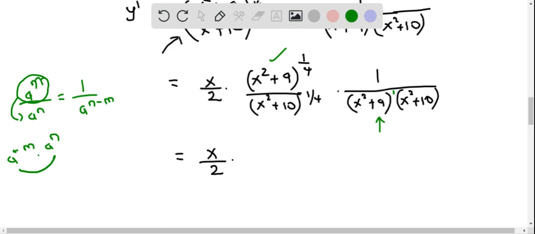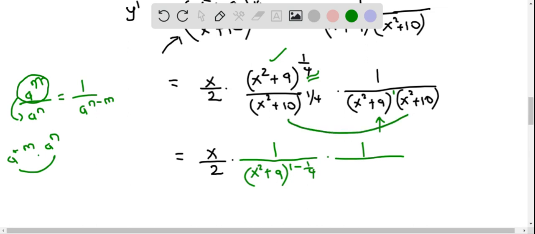So basically I'm going to do this subtraction here. I'm going to put 1 over (x squared plus 9) raised to the power of 1 minus 1 by 4. Basically, I'm bringing this 1 by 4 term down here, so it becomes a negative power. And we do the same thing for the other term, but here these two terms are in the denominator. So here, this 1 by 4 will get added with 1. So let me put that. It becomes (x squared plus 10) raised to the power of 1 plus 1 by 4.